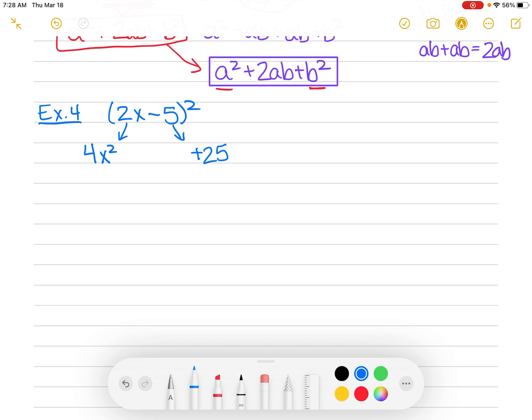Now for that middle number, I'm going to multiply both of these together. So that gives me negative 10x. And then I'm going to double it. So that gives me minus 20x. And there's my answer for the shortcut way.